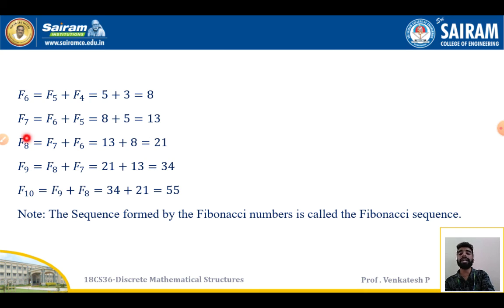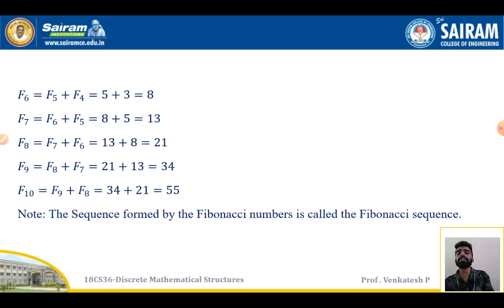f8. At n is equal to 8, I'll be getting f8. f8 is equal to f7 plus f6 will be equal to 13 plus 8 is equal to 21. f9. f9 is equal to f8 plus f7 is equal to 21 plus 13 is equal to 34. f10. f10 is equal to f9 plus f8 is equal to 34 plus 21 will be equal to 55.